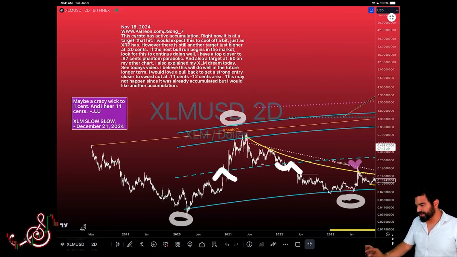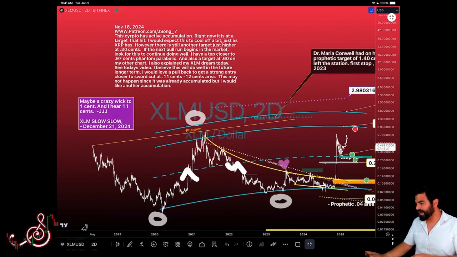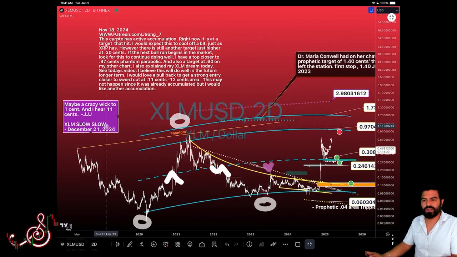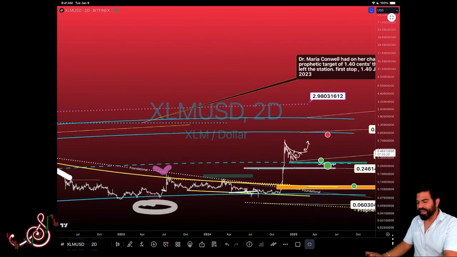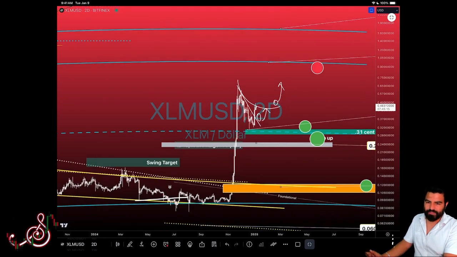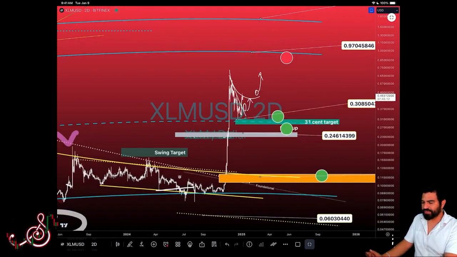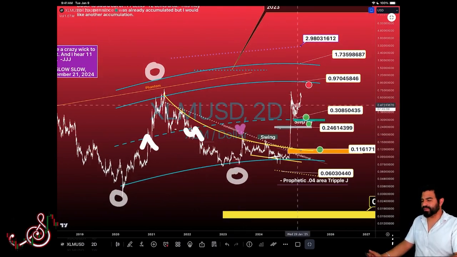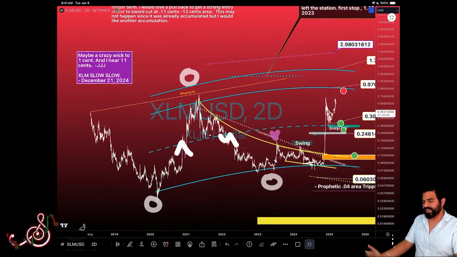So Triple J said back in December, maybe a crazy wick to 1 cent. I hear 11 cents, and then XLM slow. So we may not expect the best action with XLM, but I'm still bullish on it. I don't think it's going to be super powerful at this moment just yet. I would like a better support. I would like to see something, at least see it on the chart. And right now I just don't see it just yet.